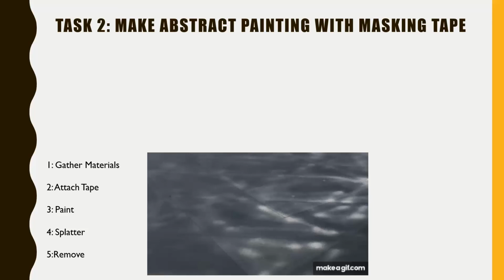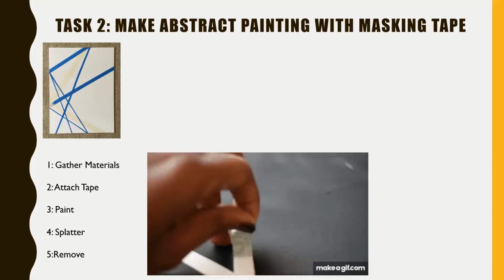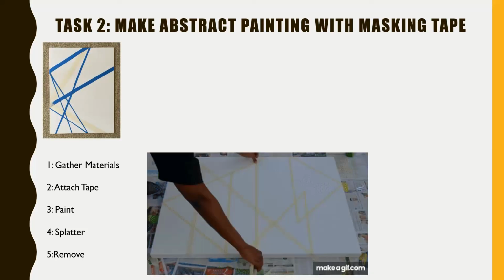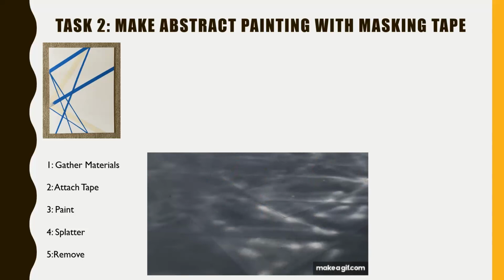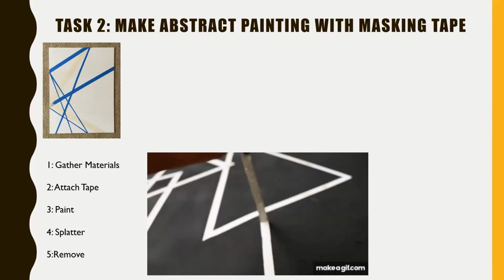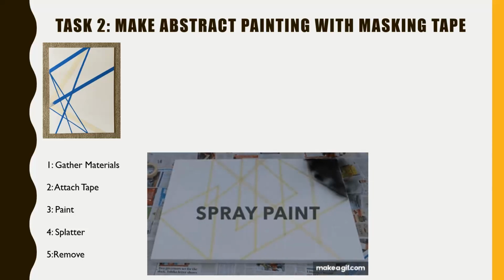So the first thing we're going to do is make geometric shapes with our masking tape on our canvas. So we want to use these kind of straight, strong, bold lines on our canvas.